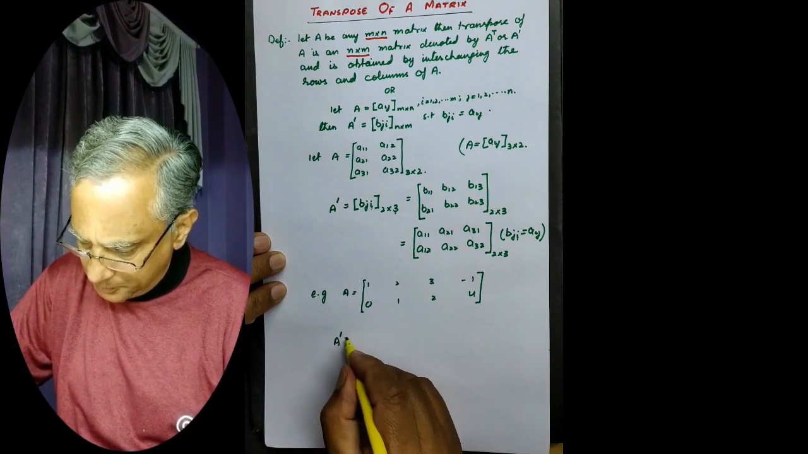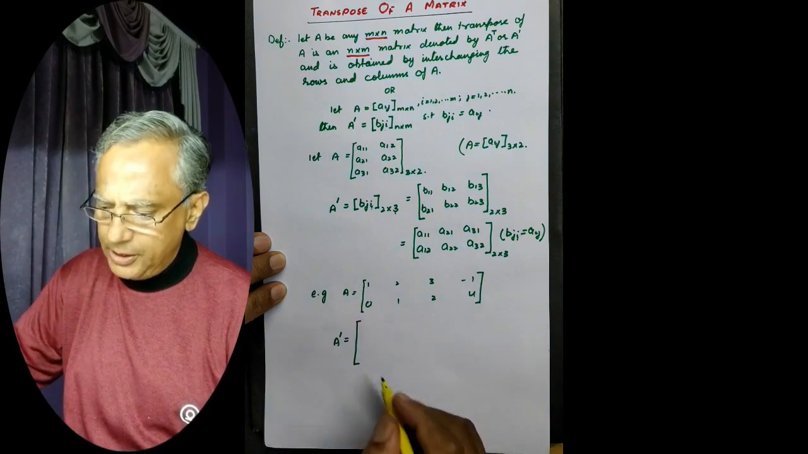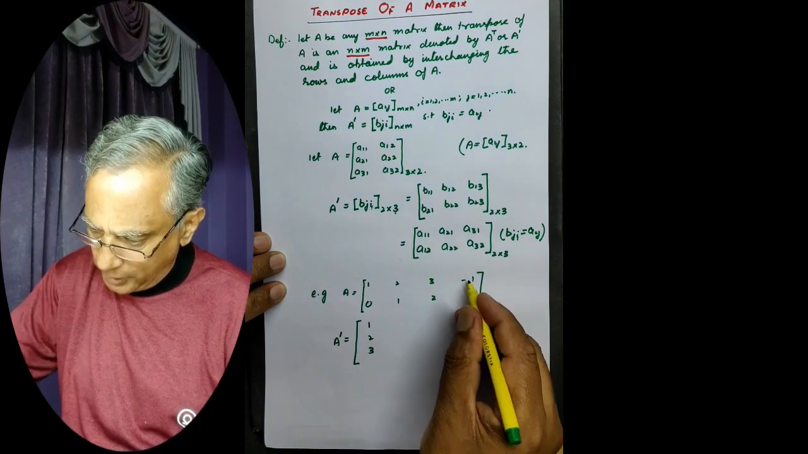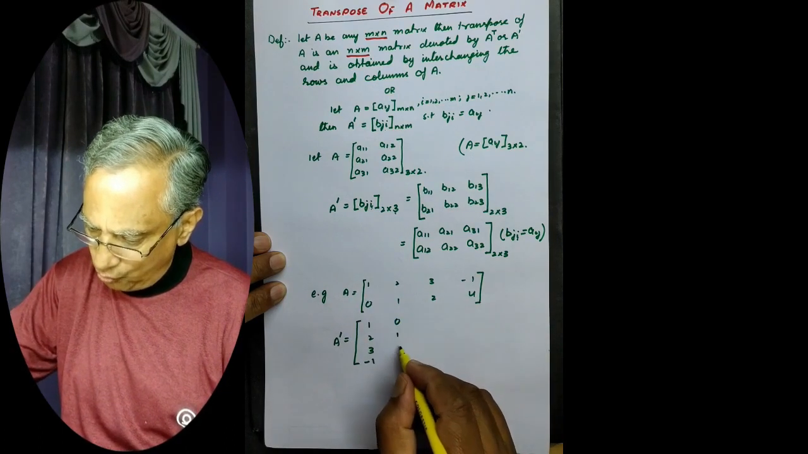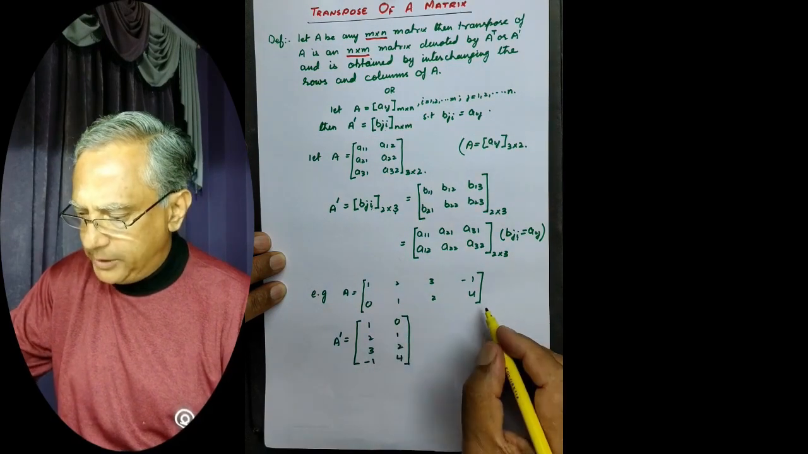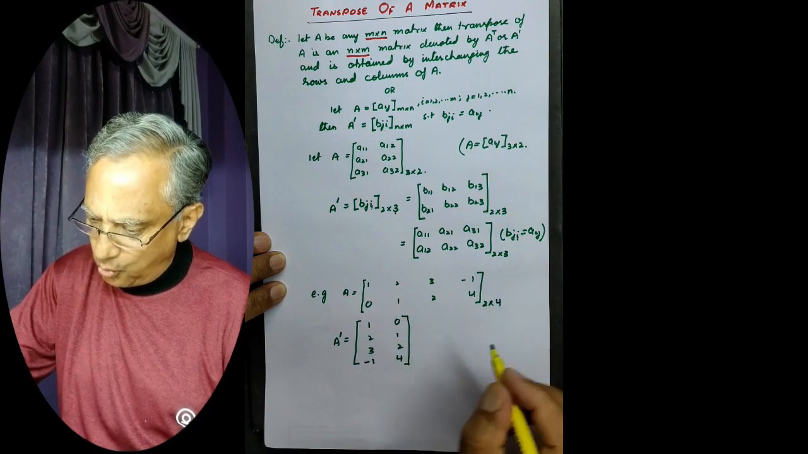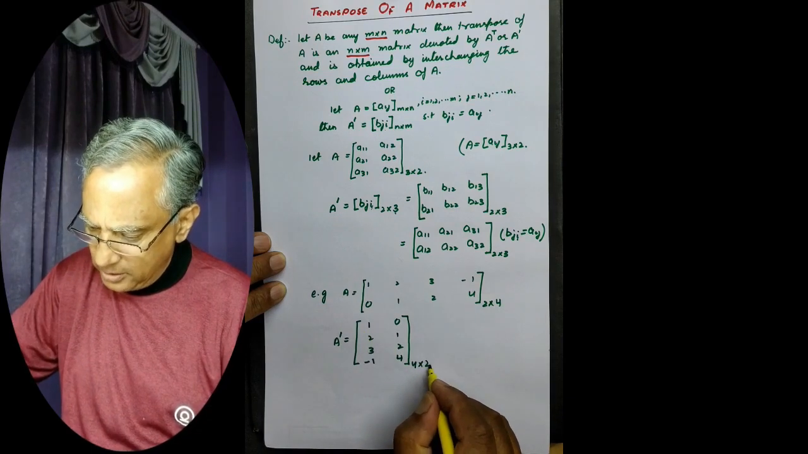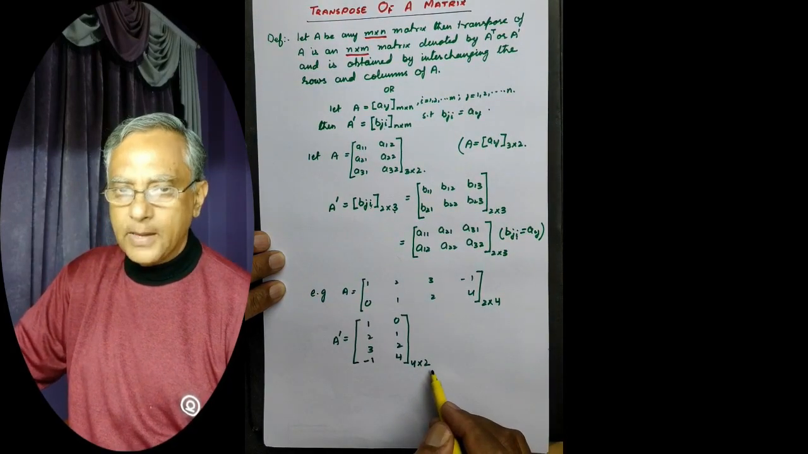Then A transpose will be equal to, now this row will become the first column. So this will be 1, 2, 3, minus 1. This will become the second column: 0, 1, 2, 4. And we note the order of this matrix is 2 cross 4, and the order of this matrix is 4 rows and 2 columns. So if this is m cross n, then this is n cross m.